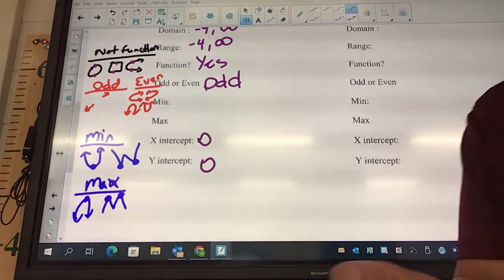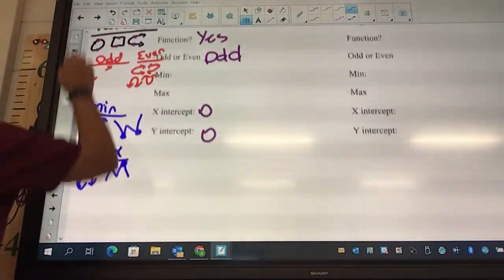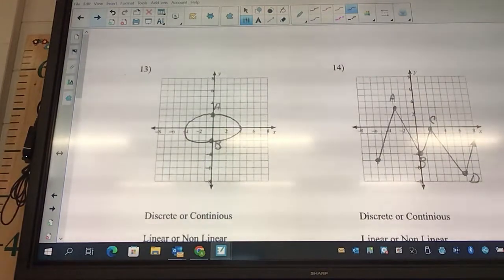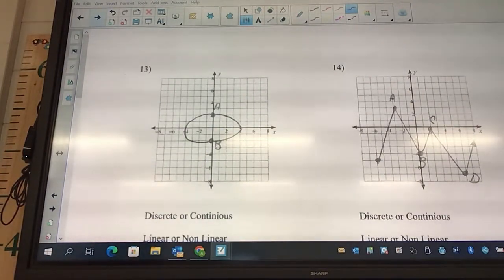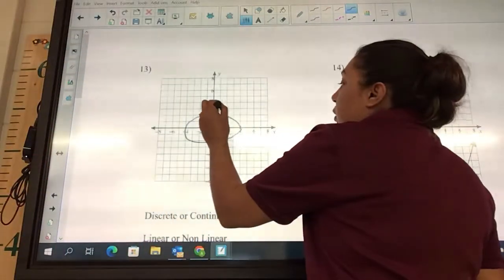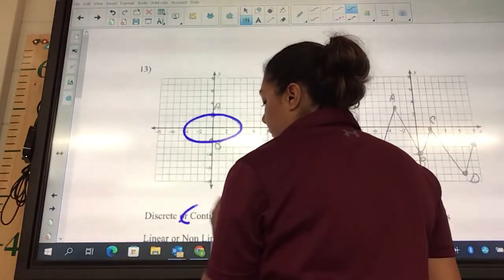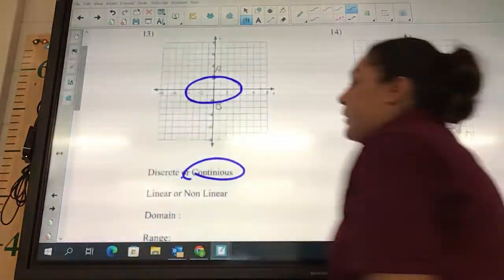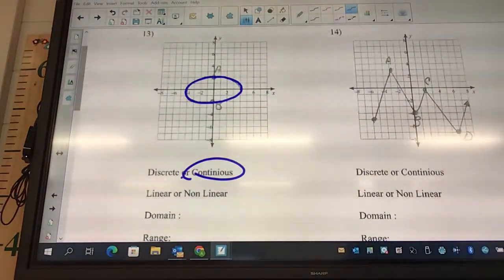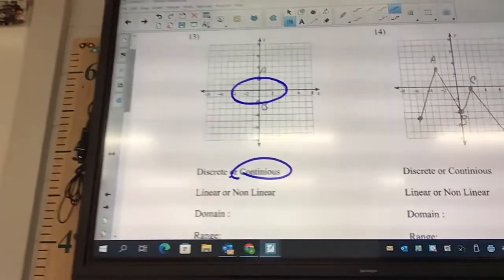Okay, so let's look at the next one for legit practice. Is this discrete or continuous? It's continuous. You could start at point A and get all the way back to point A without picking up your pencil. Is this linear or non-linear? Non-linear. Why do you think so? Because it's not a straight line.